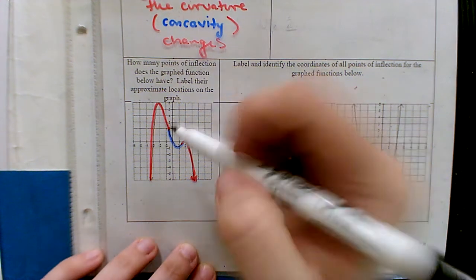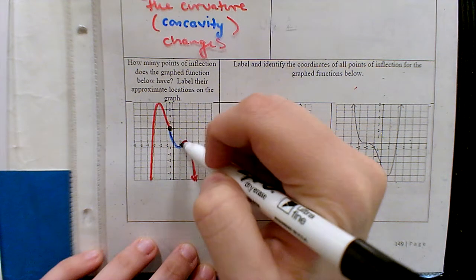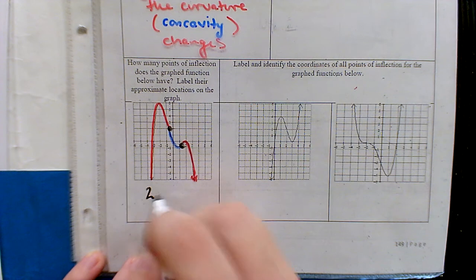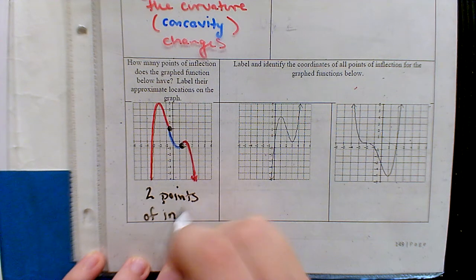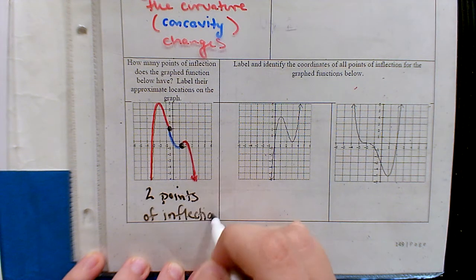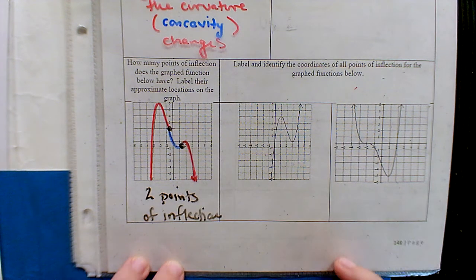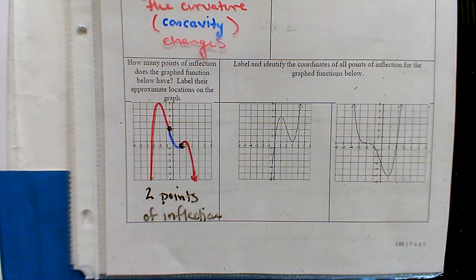Yeah, we got 2. Yeah, and we can specifically label them. Okay, so we have 2 points of inflection. Okay, we have two spots where the curvature or concavity changes.